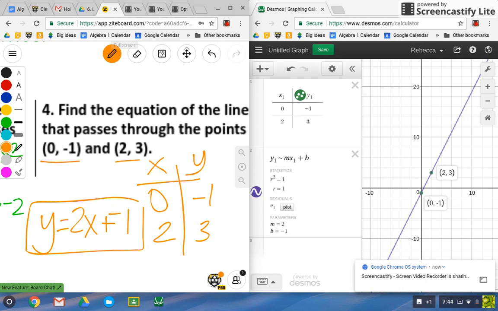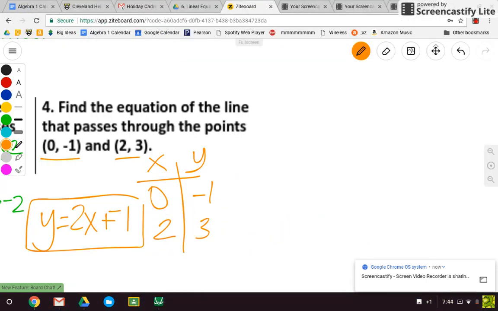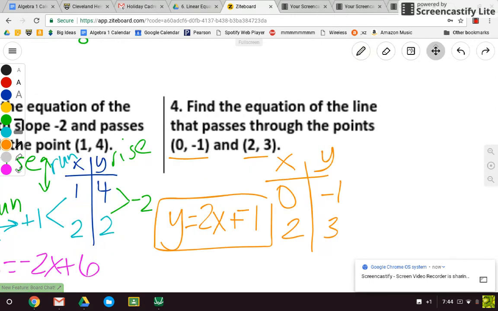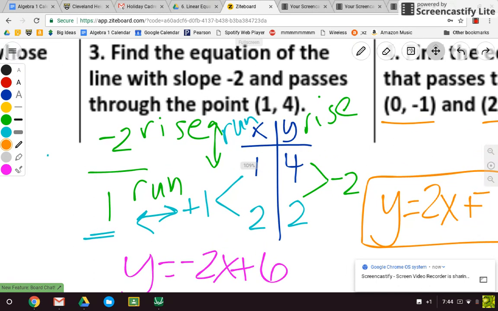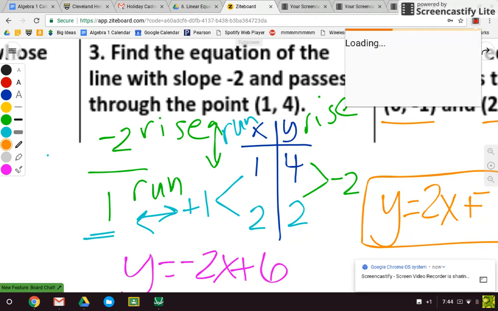So the biggest thing to remember, the hardest part to this, I believe, is when you only have 1 point. Always use the slope, the rise over run, to alter your table so you get 2 points. Always use the slope to alter your table to get 2 points.